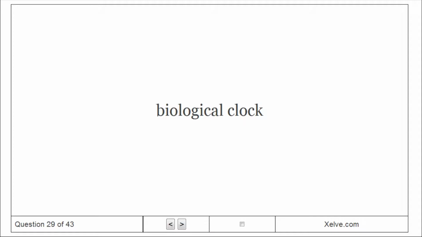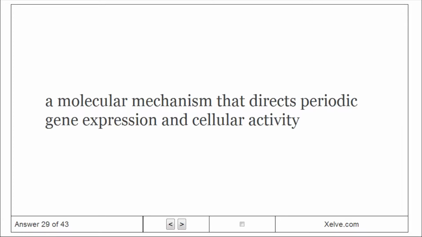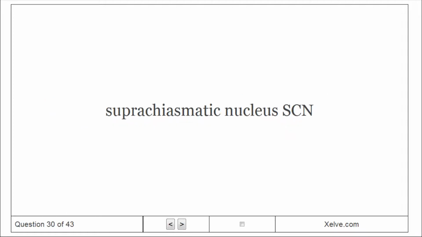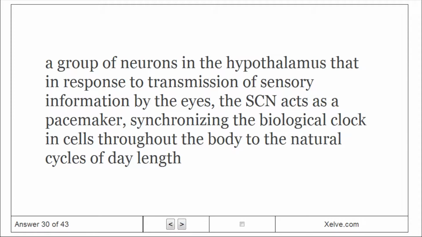Biological clock. A molecular mechanism that directs periodic gene expression and cellular activity. Suprachiasmatic nucleus, SCN. A group of neurons in the hypothalamus that in response to transmission of sensory information by the eyes, the SCN acts as a pacemaker, synchronizing the biological clock in cells throughout the body to the natural cycles of day length.